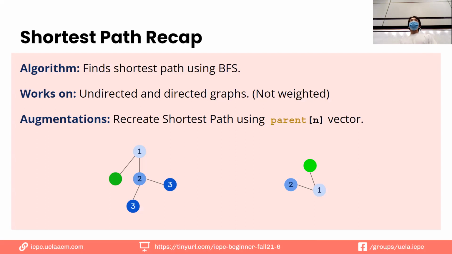There's ways of doing it with weighted graphs, notably Dijkstra's algorithm, but we won't be talking about that today. So this only works for non-weighted graphs. And so the augmentations we can do is create a parent vector to recreate the path, and we can also keep track of the distances with the distance array. Any questions?